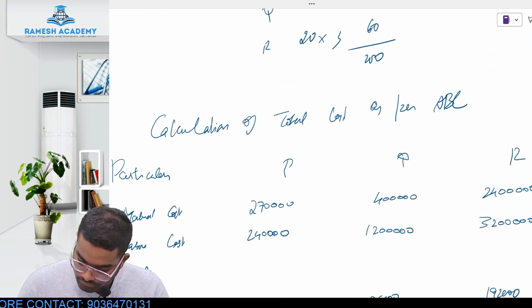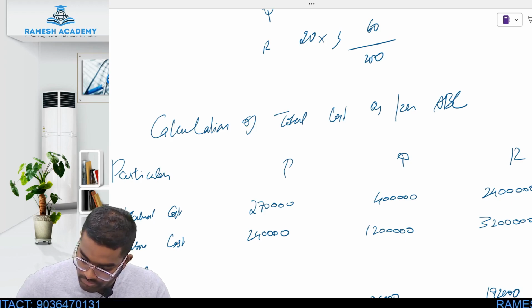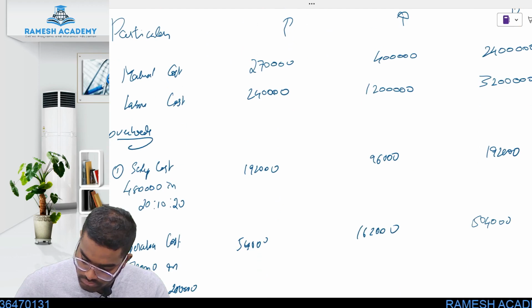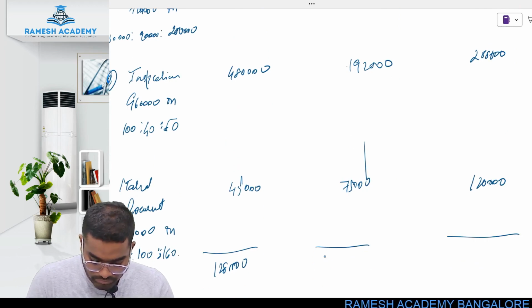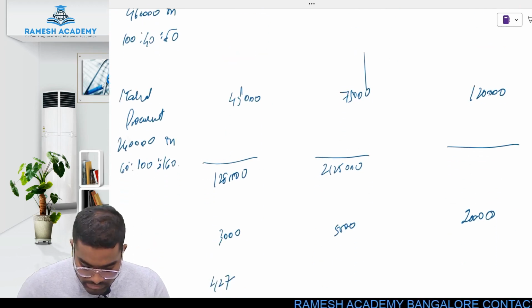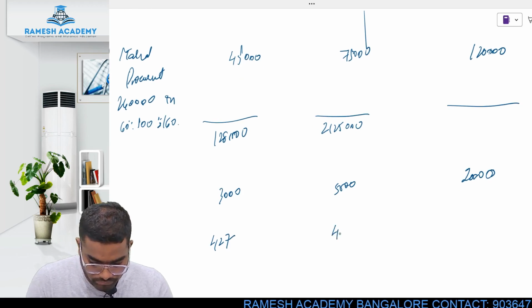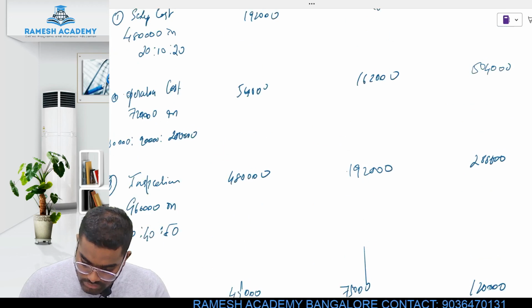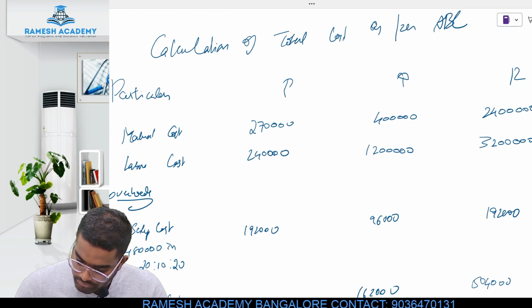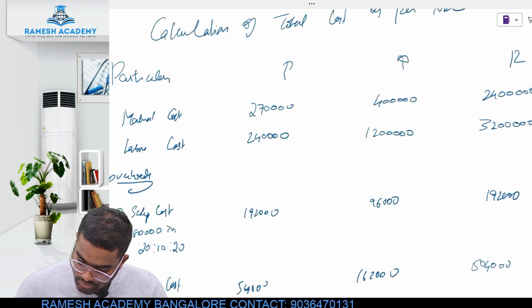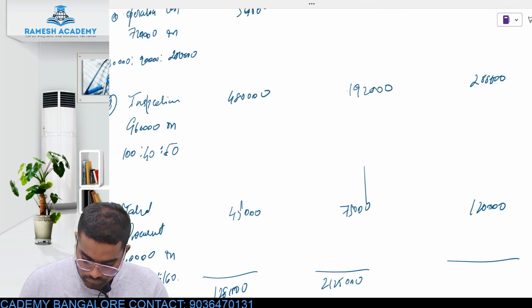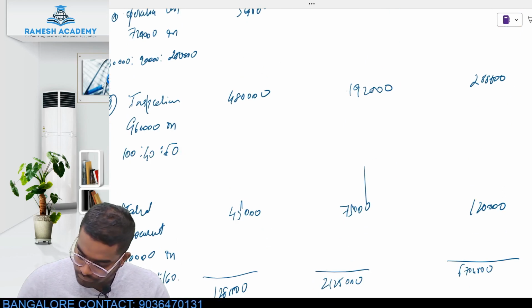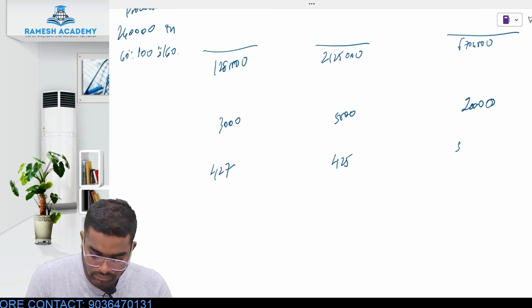Next, 4 lakh plus 12 lakh plus 96,000 plus 1,62,000 plus 1,92,000 plus 75,000, which is 21,25,000. 21,25,000 divided by 5,000 is 425. Next, I'll go to 24 lakh plus 32 lakh plus 1,92,000 plus 5,04,000 plus 2,88,000 plus 1,20,000, which is 67,04,000. Divided by 20,000, it is 335.2, so 335.